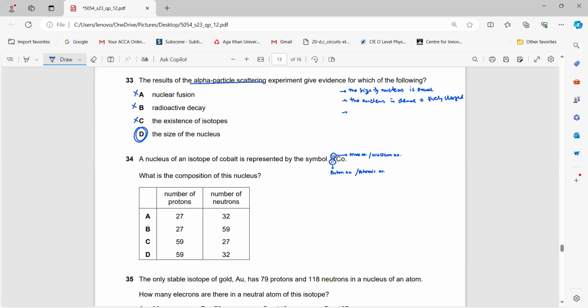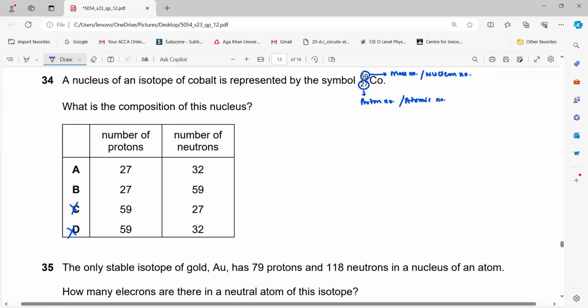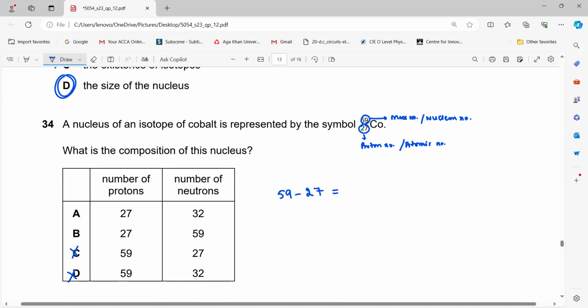Next, it says, what is the composition of the nucleus? The number of protons is definitely 27. So C or D, 28. Then the number of neutrons. The number of neutrons is the mass number minus the proton number. 59 minus 27. It's going to give you 32. So you have 32 neutrons in this case. My answer is A, 34 A.